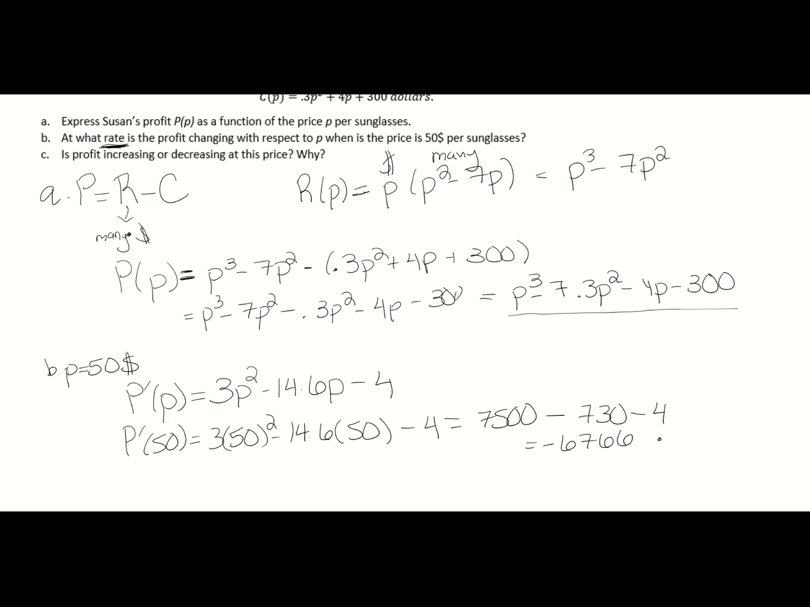This is really bad. This is not good for her company. Okay. Why? Because the next part is asking you, is the profit increasing or decreasing? The profit is decreasing because it is negative. So she needs to change something. She might be getting her sunglasses for way too much money and selling them at too low of a cost, and her overhead costs are too much. You never know, right? Maybe the retail store she's renting, the lease is too high. Okay, something like this. But right now, her company is not doing well because at $50, her sunglasses, she's losing profit.